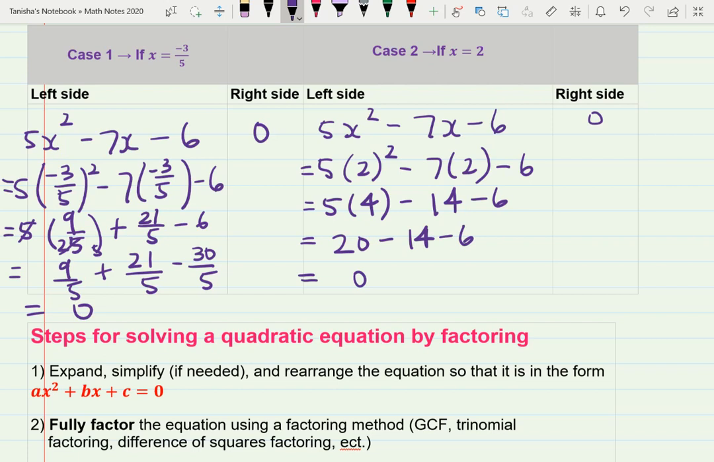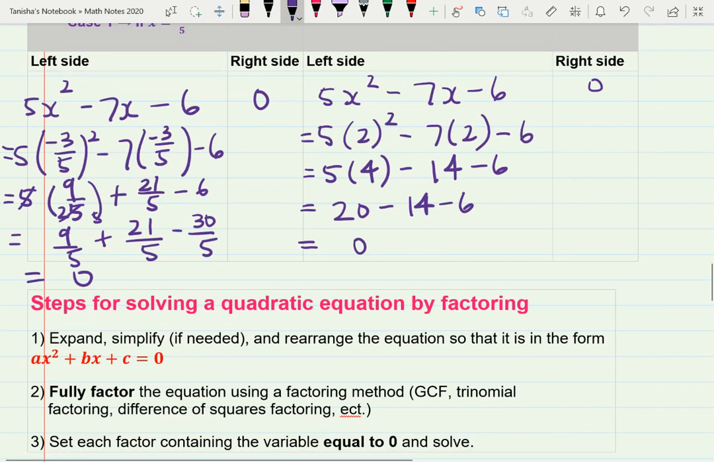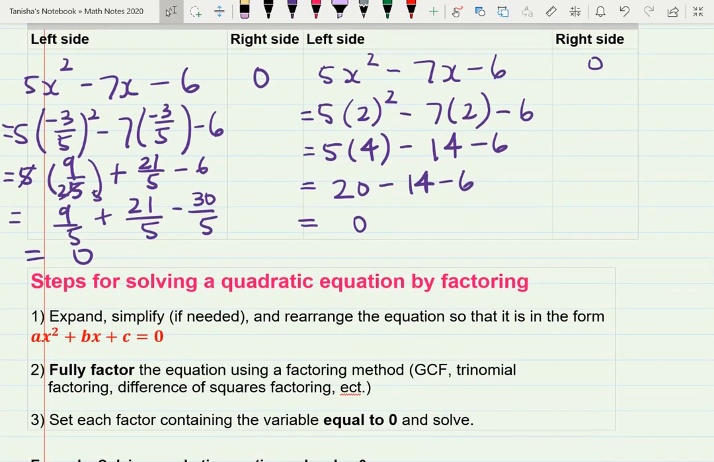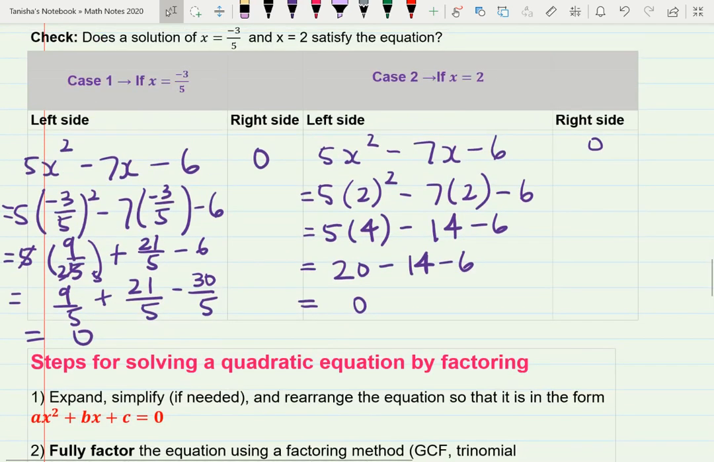If I went too quickly over that evaluation, just pause, try it for yourself, and then watch to see if your solution is correct. The whole thing is to make sure that you are applying BEDMAS, right? We're applying our exponents first, and then our multiplication, then our subtraction. And again, the left side of our equation is equal to the right side, indicating that both of our solutions, x equals -3/5 and x equals 2, satisfy the equation. So they are both solutions to our quadratic equation.